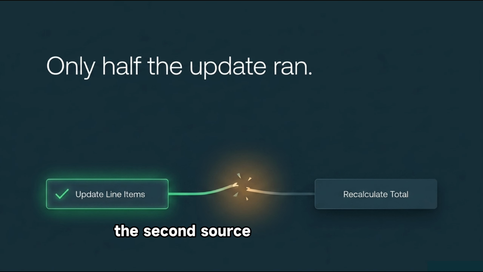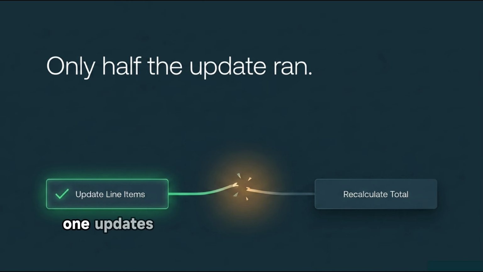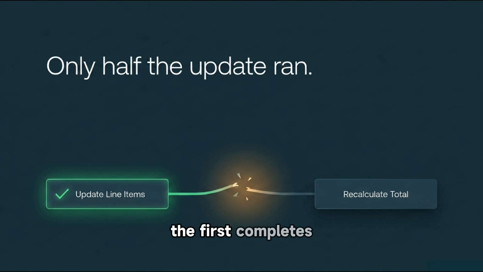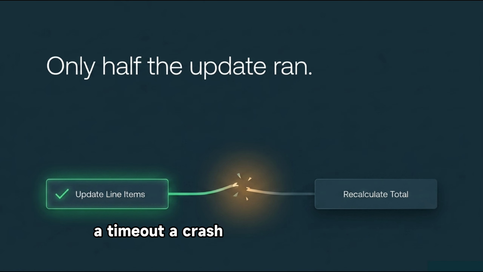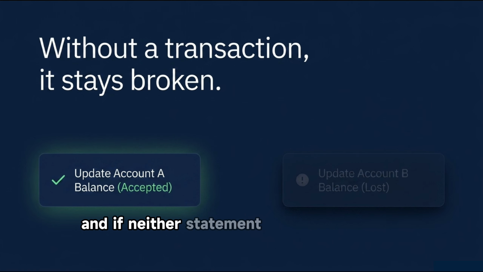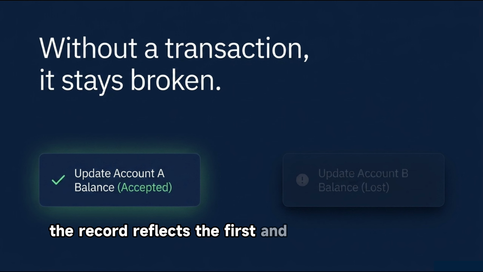The second source is partial writes. Picture an application running two separate update statements against the same record. One updates the line items, one recalculates the total. The first completes, then something fails before the second runs, a timeout, a crash, a dropped connection. The record is now in a state the application never intended to create. And if neither statement was wrapped in a transaction, the database considers both operations done. One succeeded, one did not. The record reflects the first and ignores the second.